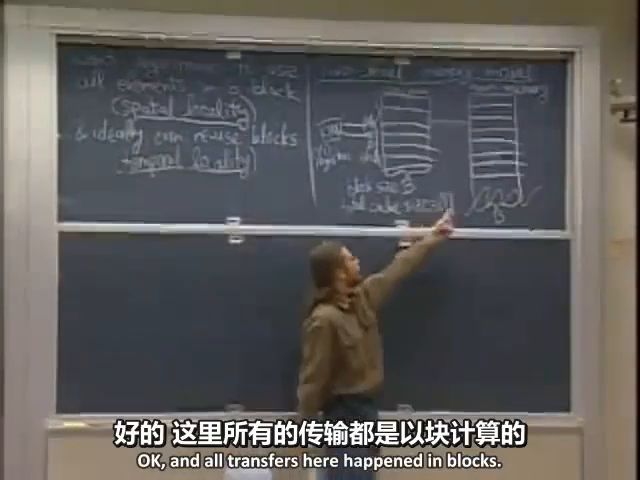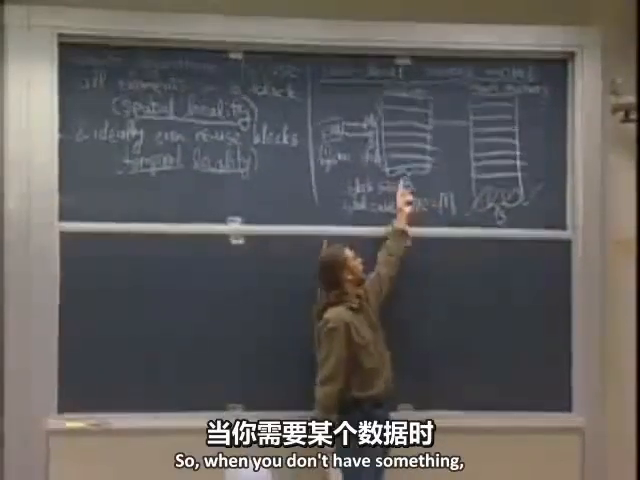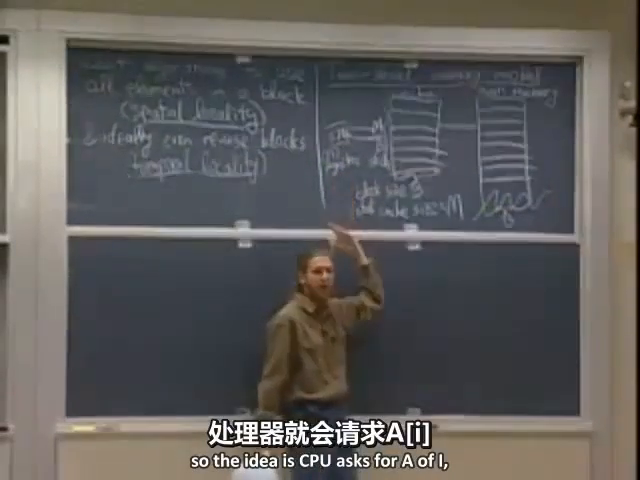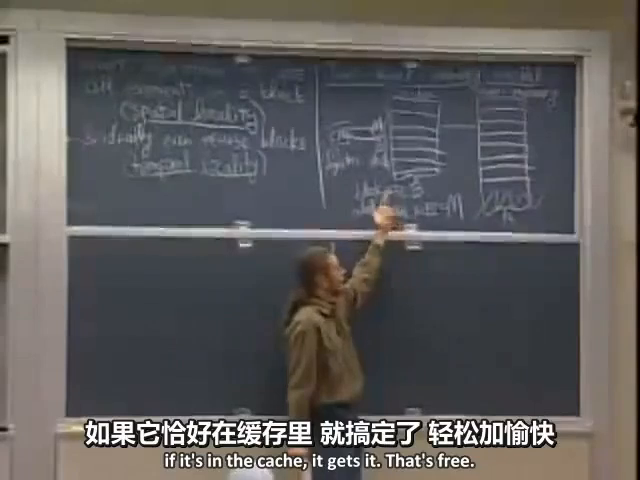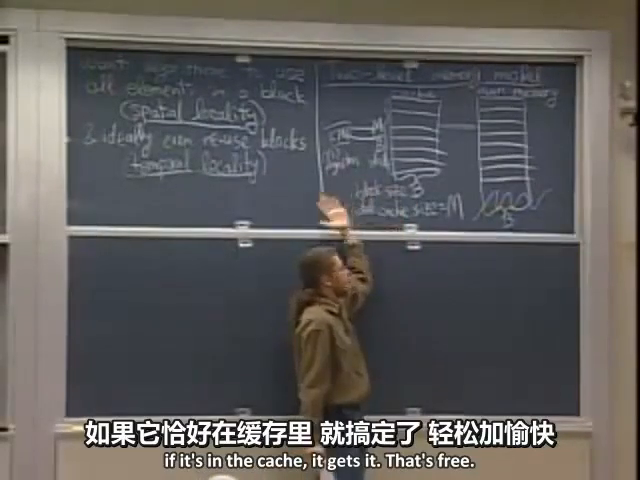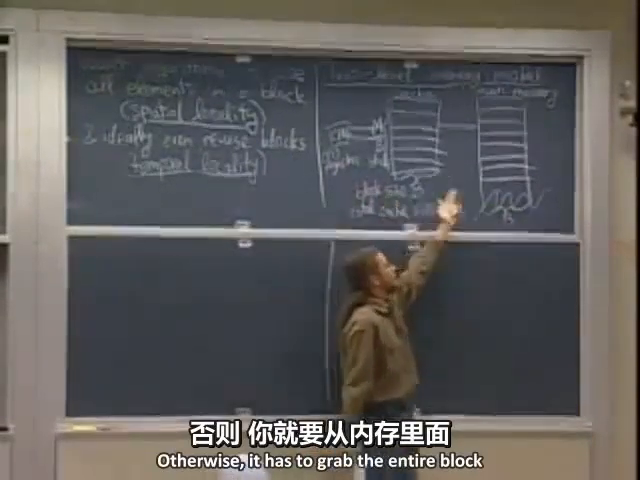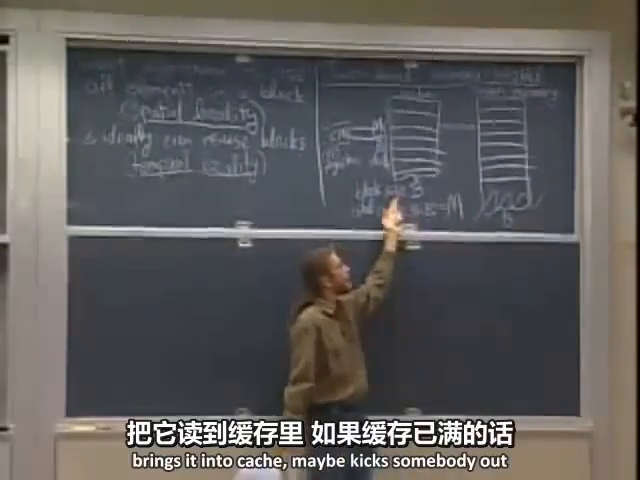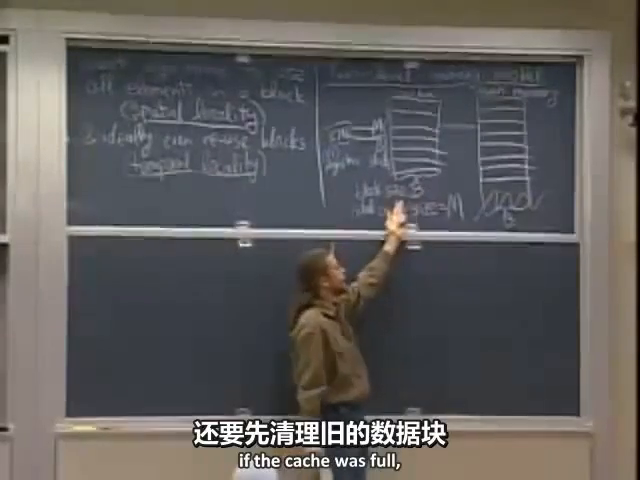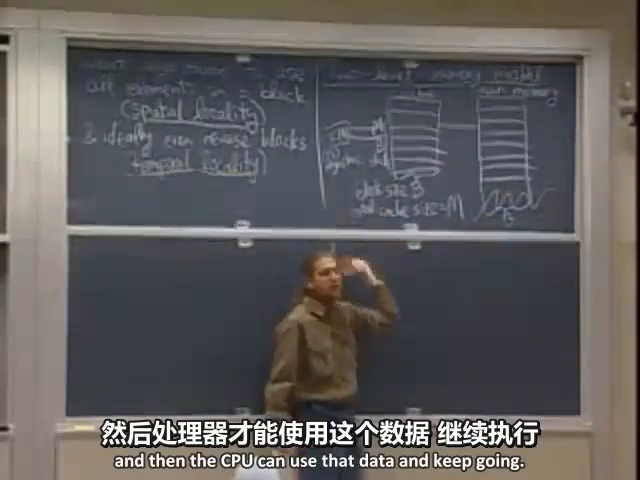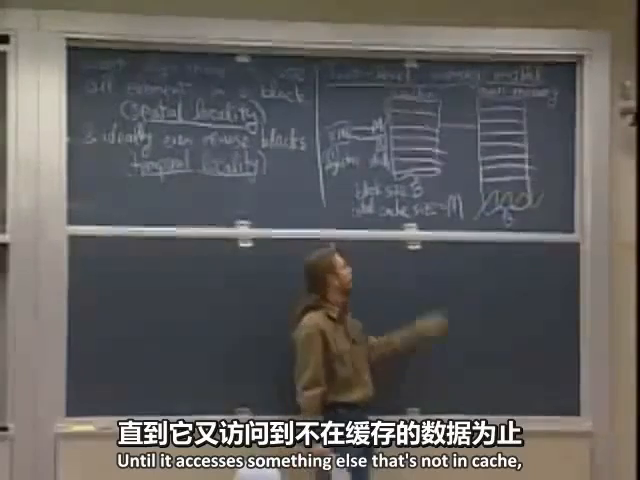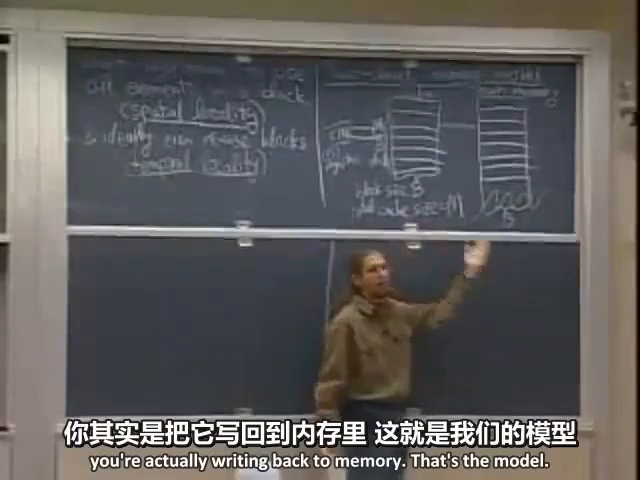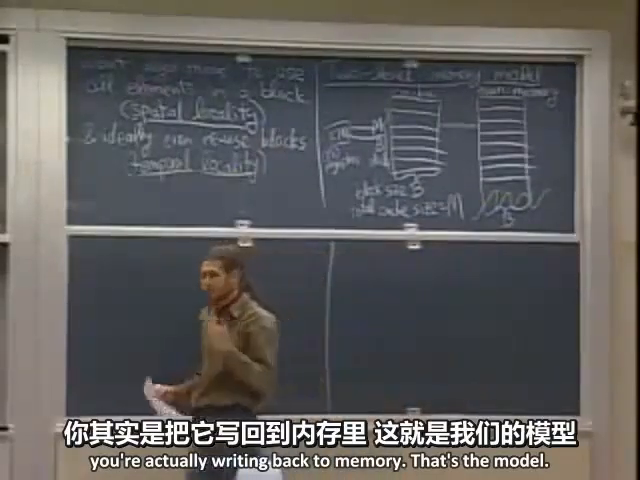Okay, and all transfers here happen in blocks. So the idea is the CPU asks for A of i, asks for something in memory. If it's in the cache, it gets it. That's free. Otherwise, it has to grab the entire block containing that element from main memory, brings it into cache, maybe kicks somebody out if the cache was full, and then the CPU can use that data and keep going until it accesses something else that's not in cache, then it has to grab it from main memory. When you kick something out, you're actually writing back to memory. Okay, that's the model.